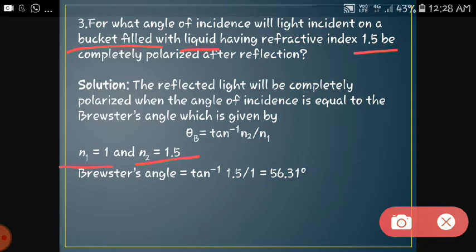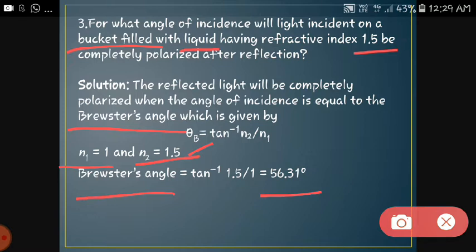That is the polarization angle that we have to consider. The reflected light will be completely polarized when the angle of incidence is equal to Brewster's angle. This is the main condition we have to consider: all the light will be polarized when the angle of incidence is equal to Brewster's angle. So Brewster's angle theta b is tan inverse of n2 by n1. As n1 is 1 and n2 is 1.5, we have written it here. So Brewster's angle is tan inverse of 1.5.